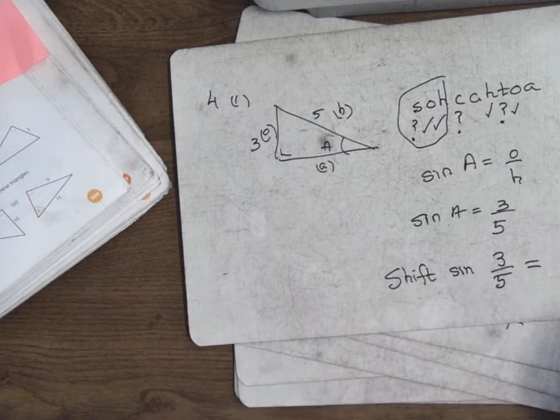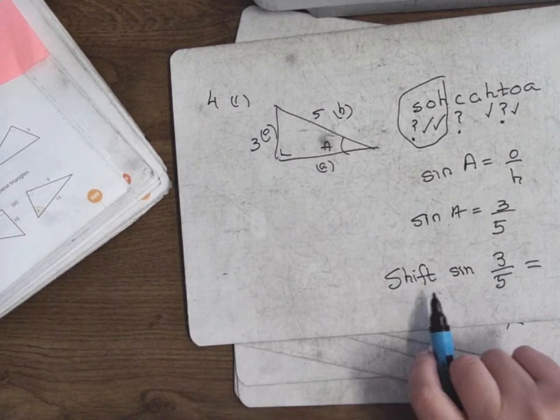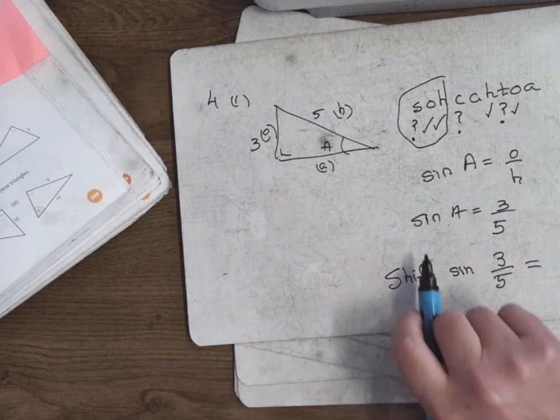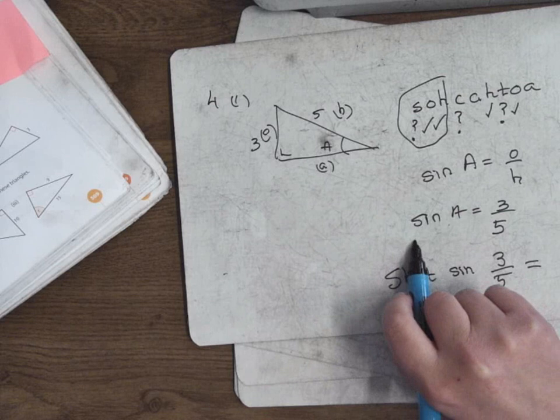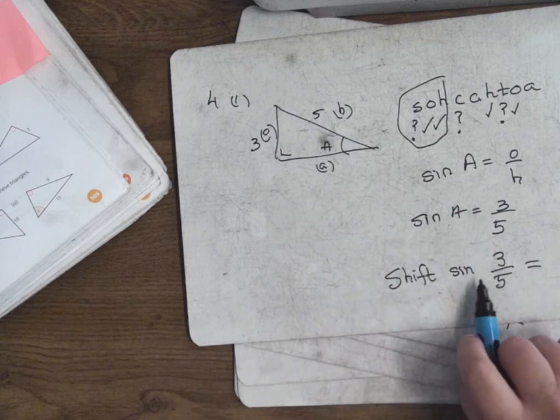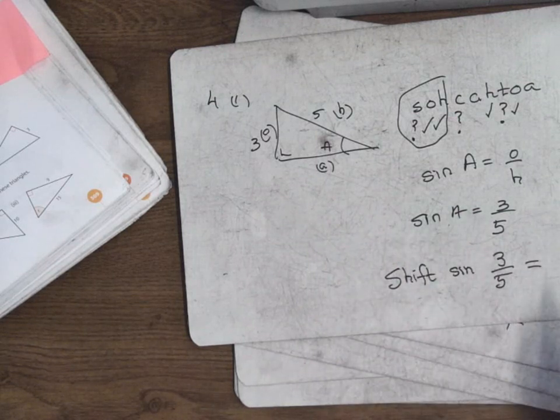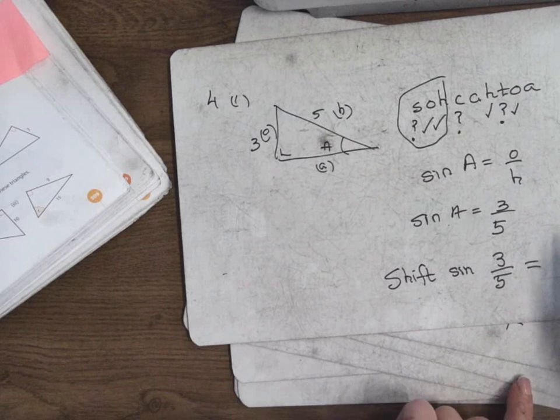And equals. So how do you know to do that and not to multiply? It's when you are missing what? When you're trying to find out the what? The angle. So if you're missing a side, you cross multiply. But if you're missing an angle, you shift and whatever the ratio is, shift and cos, shift and sine, shift and tan, whatever's written here. Shift that 3/5 on the calculator equals, and they said round it up to the nearest whole number.